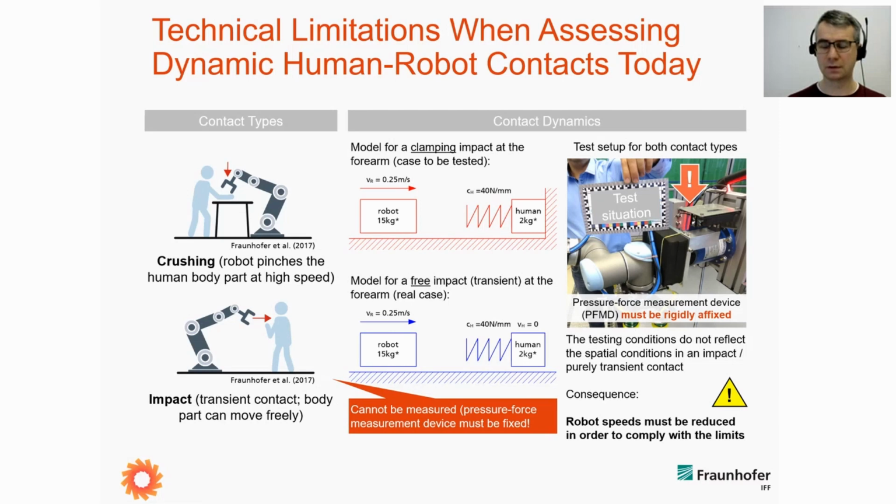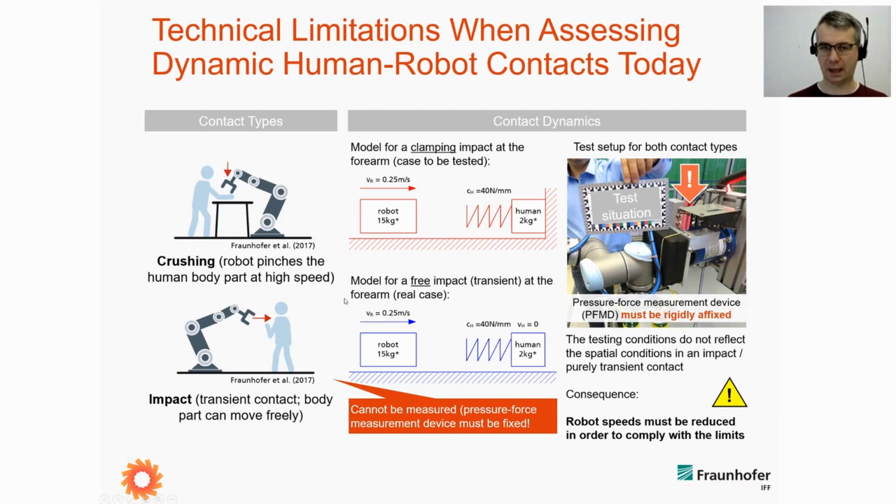Now we come to an essential limitation. When we are doing this measurement, we can only measure this case, crushing. Even if you want to assess the transient case, we cannot do this today, because this measurement device, which we can see here in the photograph, must be fixed to a rigid structure in order to ensure a certain repeatability and a certain accuracy. You cannot hold it by hand because this will change the stiffness configuration. It will definitely be very difficult to receive repeatable results.